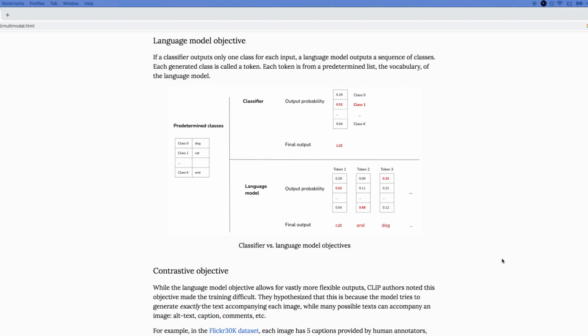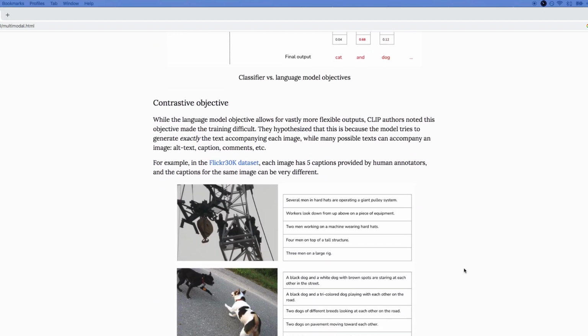Language model objective. If a classifier outputs only one class for each input, a language model outputs a sequence of classes. Each generated class is called a token. Each token is from a predetermined list, the vocabulary, of the language model. Classifier versus language model objectives.